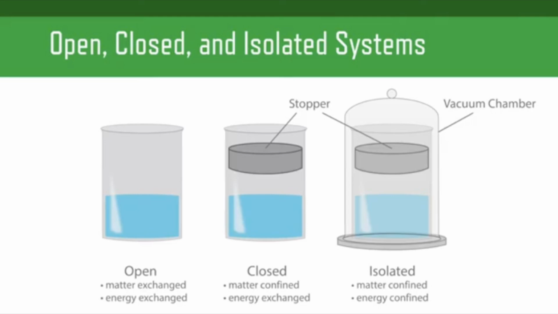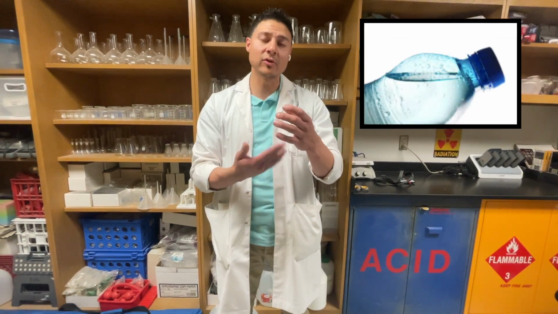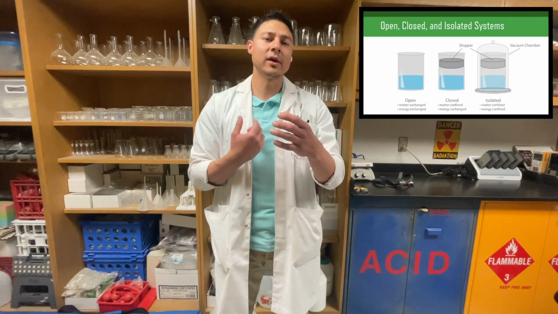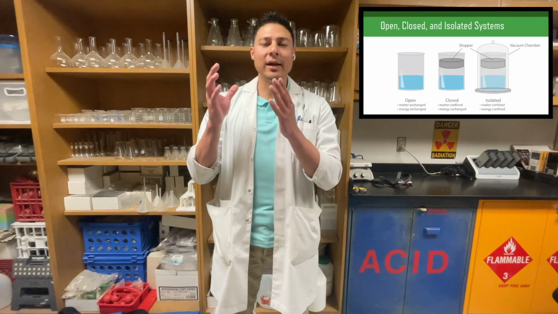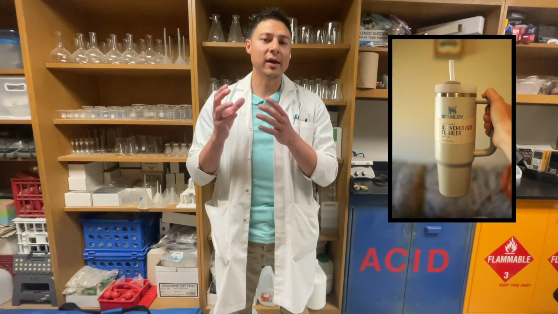Now, for the setup of this experiment, we are going to have to use some type of isolated system. Just to recap, an open system is any container where heat and matter can actually leave. A closed system is one where matter cannot leave, but energy can still come in and out, so energy can still be transferred. However, an isolated system is something where neither heat nor matter can leave. So everything is trapped inside.